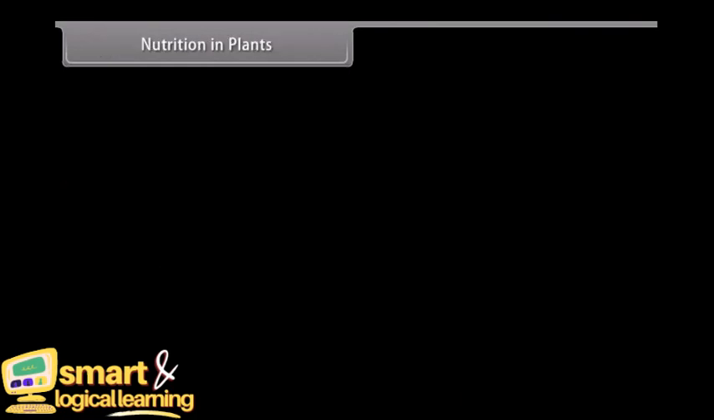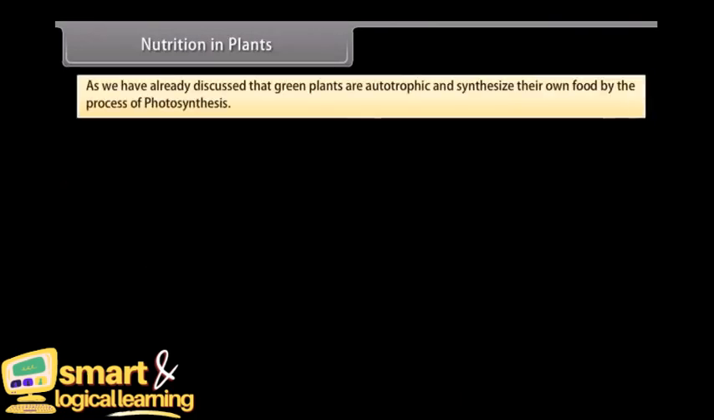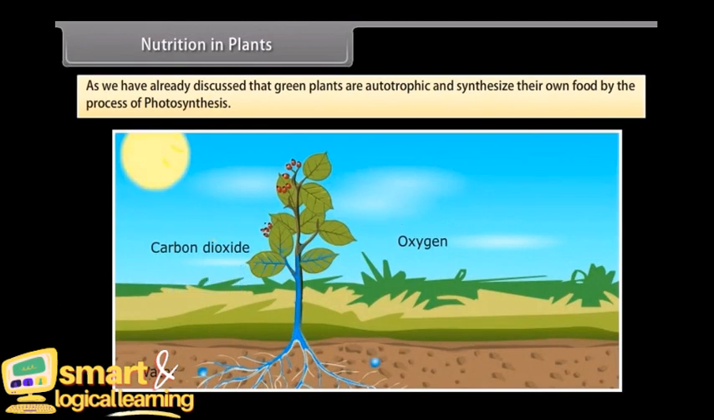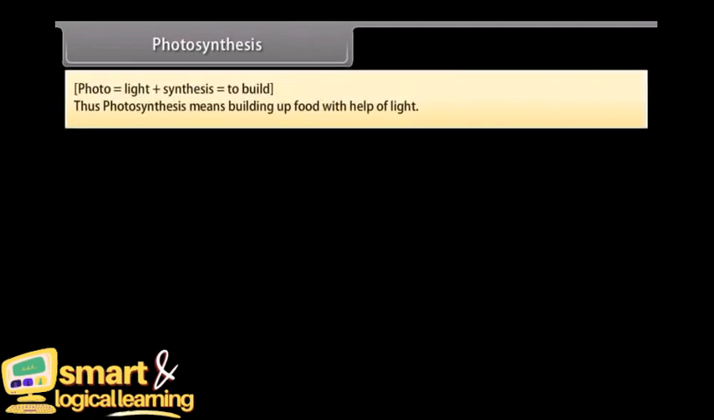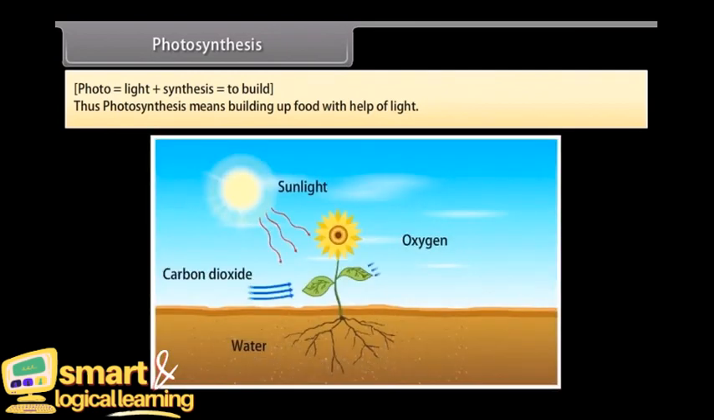Nutrition in plants. As we have already discussed, green plants are autotrophic and synthesize their own food by the process of photosynthesis. Photosynthesis: photo means light and synthesis means to build. Thus, photosynthesis means building up food with the help of light.